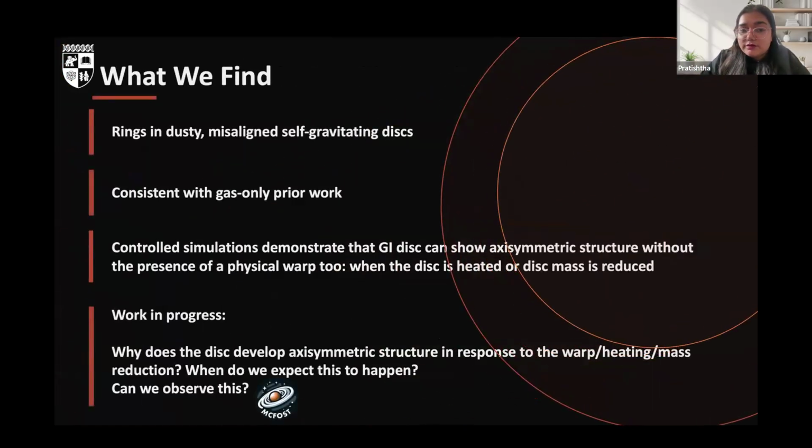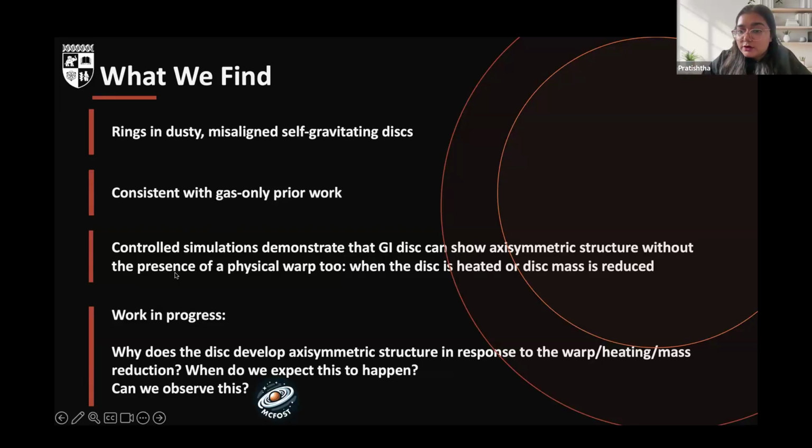So until now, what do we have? We have rings in dusty misaligned self-gravitating disks. This is consistent with gas-only prior work. So we've confirmed that this happens in the dust as well. And we see that this happens even with the absence of a physical warp. Even if the disk is heated, the disk mass is reduced, and whether it is reduced gradually or instantaneously.